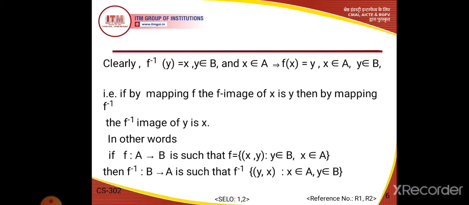Clearly, f inverse(y) = x, where y belongs to capital B and x belongs to capital A, which implies that f(x) = y, where x belongs to capital A and y belongs to capital B. We can also say, if by mapping f, the image of x is y, then by mapping f inverse, the image of y is x.